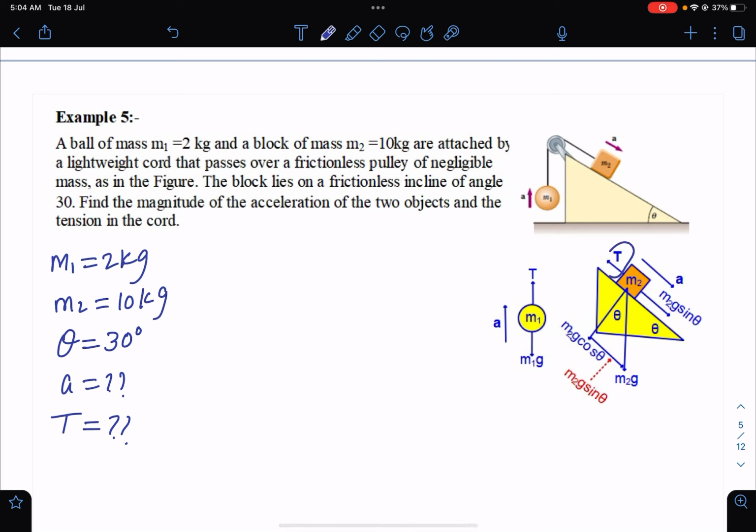And there is a tension in the rope here. And for the hanging object, which is M1, we're having M1 g downward and tension upward, and the acceleration is going to go upward.